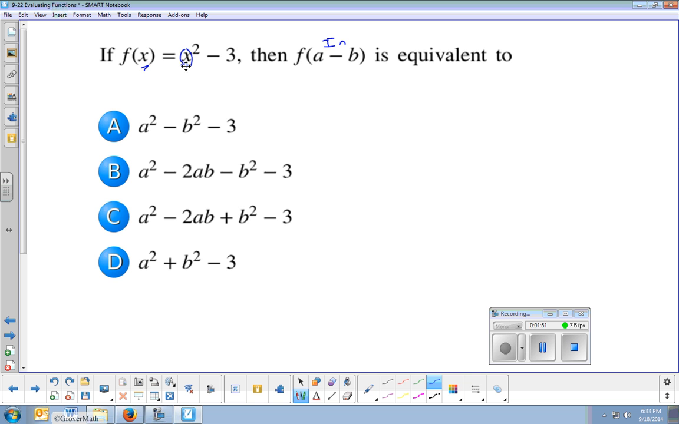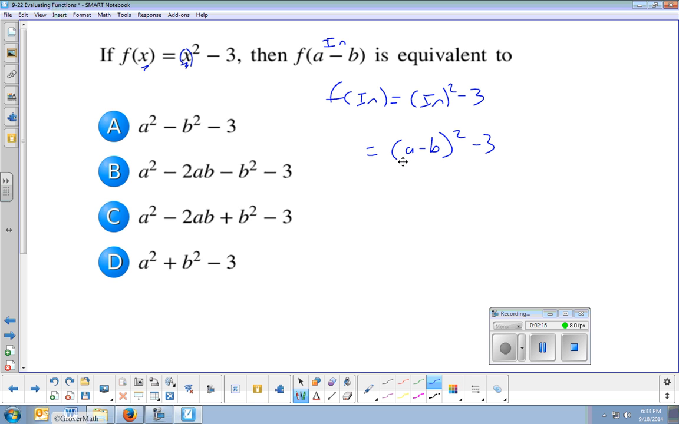See, f of x equals x squared minus 3 just means f of your input, whatever you put in, is going to be your input squared minus 3. So f of a minus b is going to be a minus b squared minus 3. Right? X just stands for input. A minus b squared is a binomial squared.